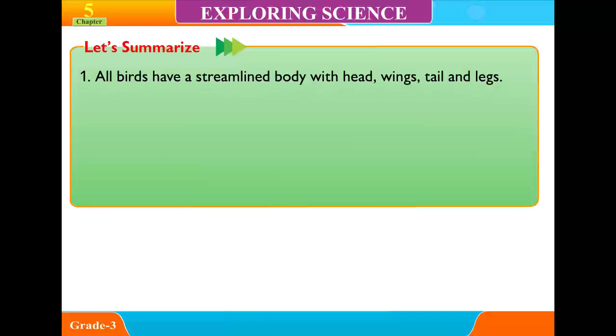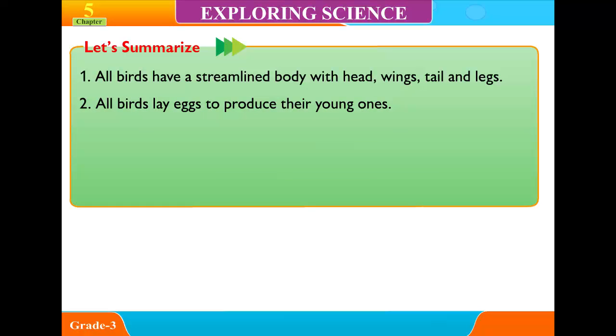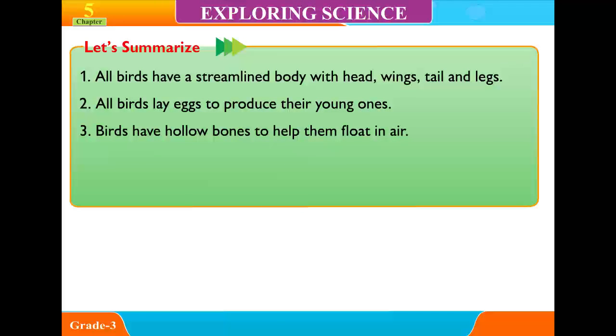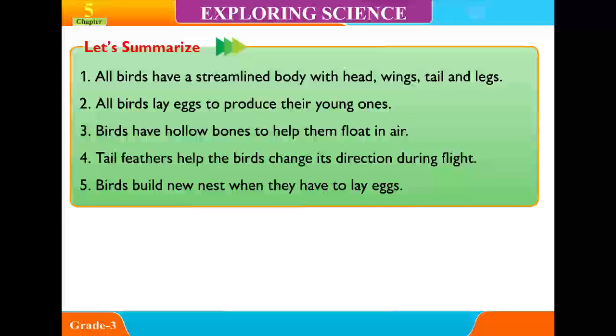Let's summarize. 1. All birds have a streamlined body with head, wings, tail and legs. 2. All birds lay eggs to produce their young ones. 3. Birds have hollow bones to help them float in air. 4. Tail feathers help the bird change its direction during flight. 5. Birds build new nests when they have to lay eggs.